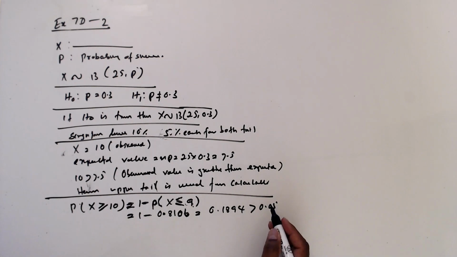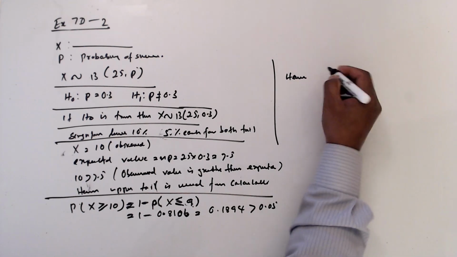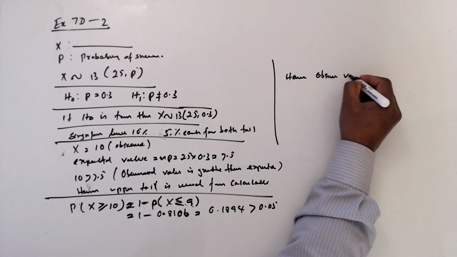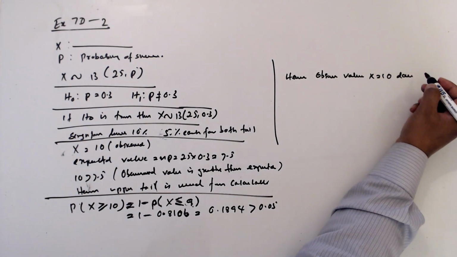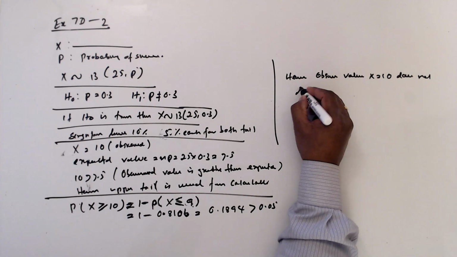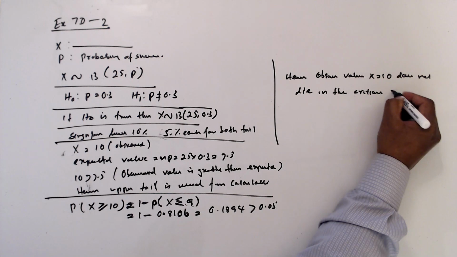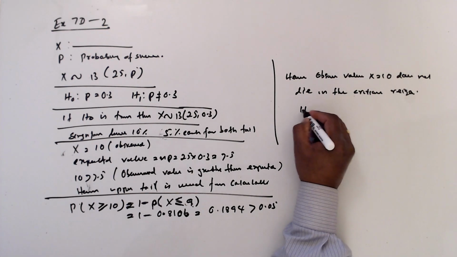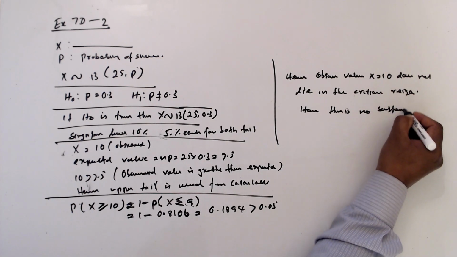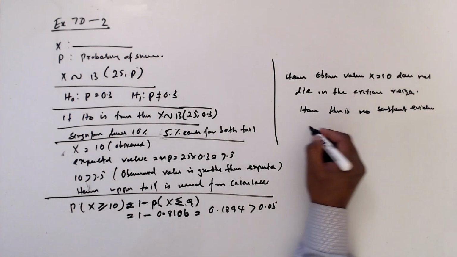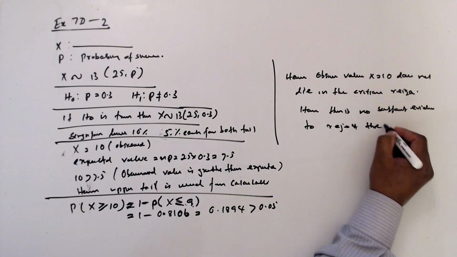Hence the observed value x equal 10 does not lie in the critical region. Hence there is no sufficient evidence to reject the H naught.